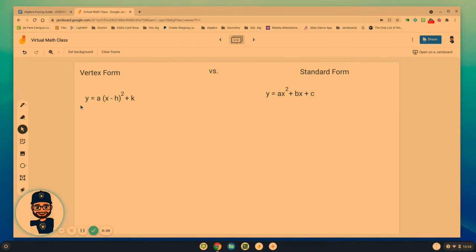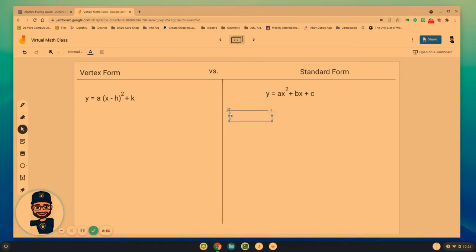Before we get there, I just want to make sure that we truly do have this good understanding of what is vertex form versus what is standard form, and why do we really need each one? What does it help us with? So vertex form, again, is y equals a times the group x minus h squared plus k. Standard form is y equals ax squared plus bx plus c.